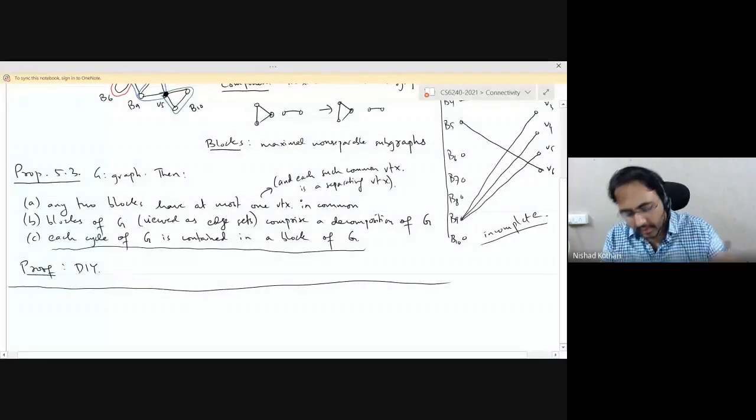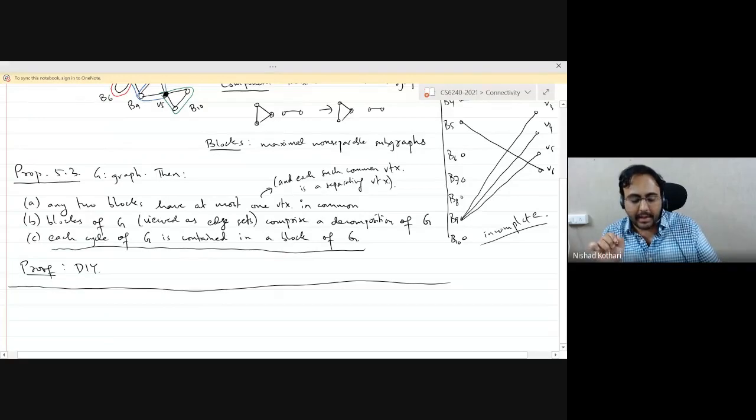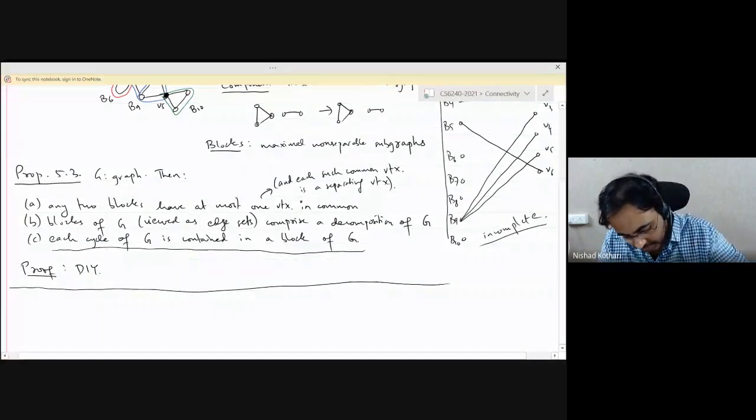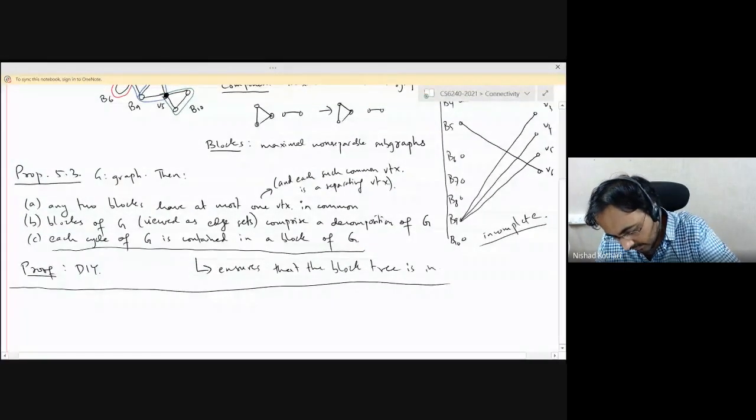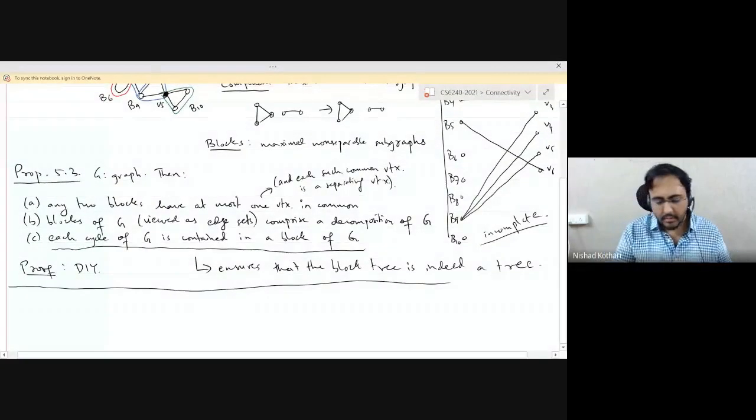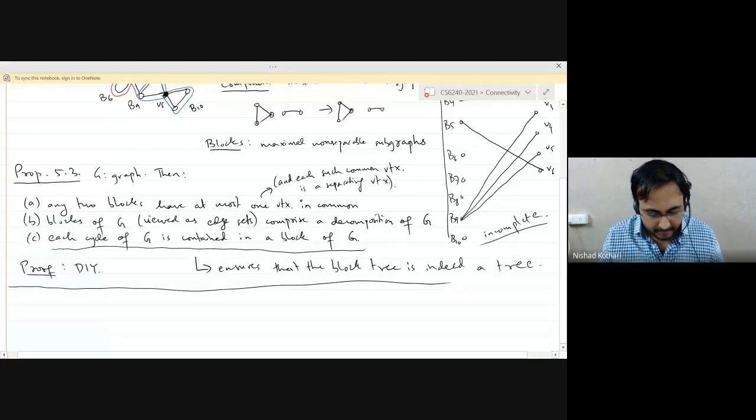The fact that this is a tree follows from part C here. If there were a cycle in this bipartite graph, you would be able to find a cycle in the graph G that would be part of at least 2 different blocks, and that is not possible because of part C. So this ensures that the block tree is indeed a tree.